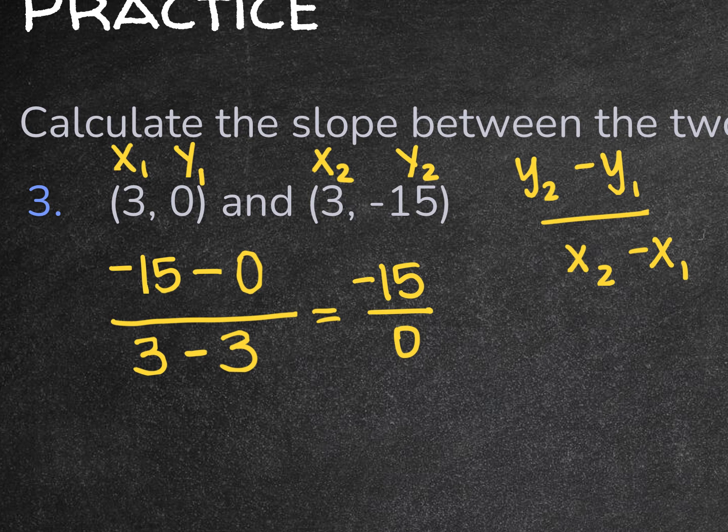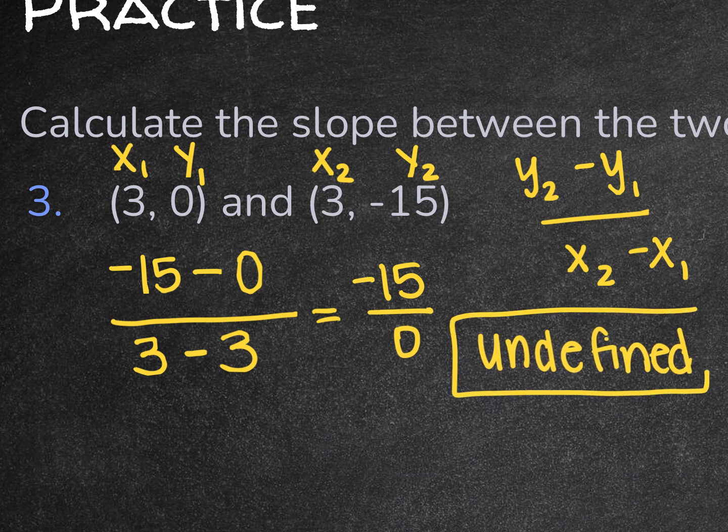If you were to plug this into your calculator, and I were to take negative 15 divided by 0, it would, in your calculator, give you an error. This is because your line is undefined. In math, you can never divide by 0, so it gives you an error. So if you put it into your calculator and you get an error, you know that your line is undefined. This is saying that your line is straight up and down.